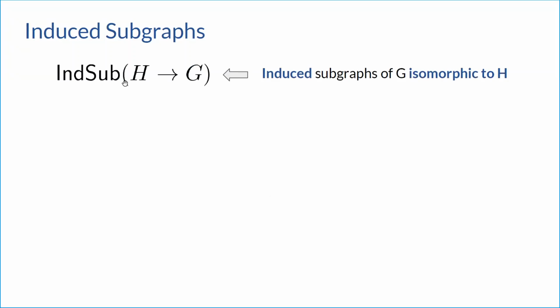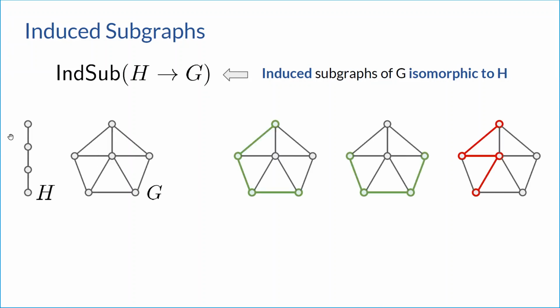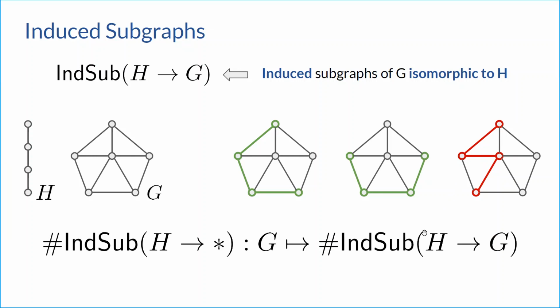We use the same notation for induced subgraphs, so I write in sub from H to G for the set of induced subgraphs of G that are isomorphic to H. Again, as an example, let this be G and this be H. Just to point that out, the first two are still induced subgraphs isomorphic to H, but the last one here, while it is a subgraph, is not an induced subgraph, since those two edges here are not included. And again, I use the sharp notation here to denote the function that maps G to the number of induced subgraphs of G isomorphic to H.